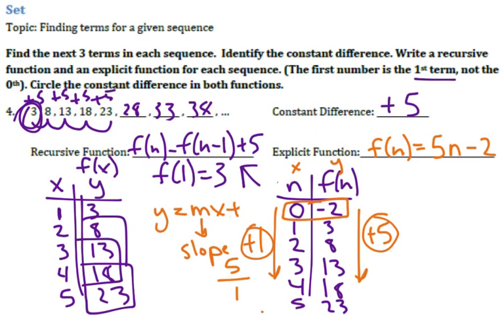If you're not sure about that, you can test it. Well, 5 times 0 is 0, minus 2. 5 times 1 is 5, minus 2 is 3. 5 times 2 is 10, minus 2 is 8. Okay, this is probably one of the easiest ways to figure it out, because other than that, you've got to deal with some issues. Okay, it's a little bit more complicated, but using that slope-intercept form is a great way to help you figure that out.